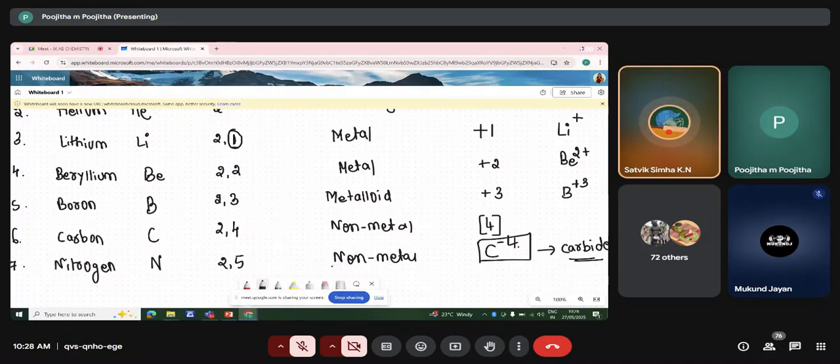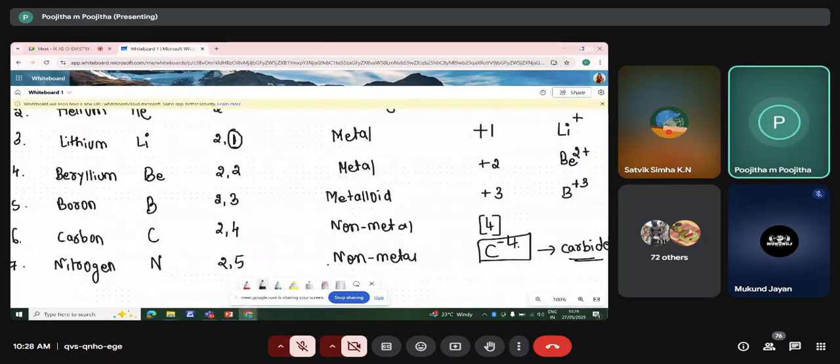Ma'am, can we write carbon as C plus 4 also? No, because it will combine with a metal. Metals will have positive valency there. Carbon is a non-metal. Generally, negative valency is exhibited by non-metals. So the carbide ion has negative valency. But if carbon is forming a compound by sharing electrons, then valency is just written with no plus or minus.